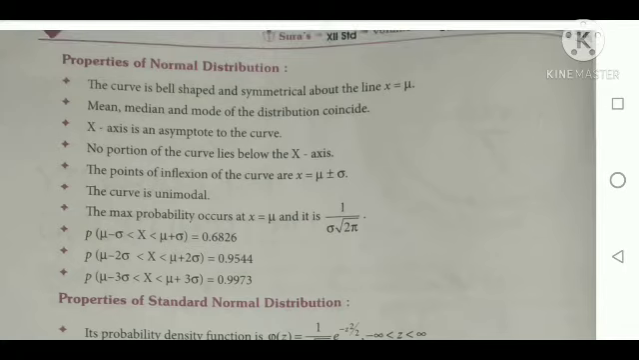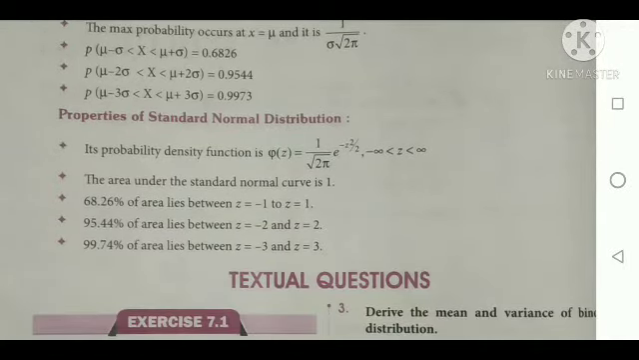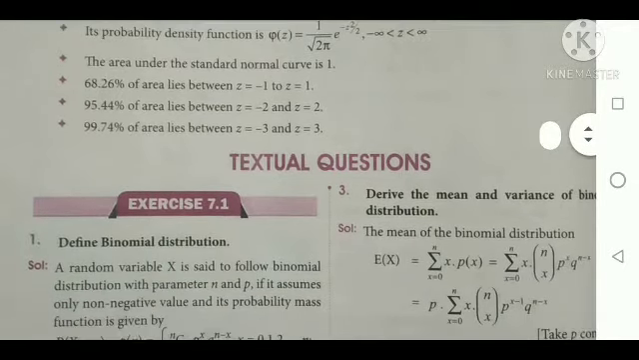So before going on, the properties of the standard normal distribution. The area under the standard normal distribution curve is 1. And 68.26% of the area lies between z equal to minus 1 and z equal to 1. And 95.44% of the area lies between z equal to minus 2 and z equal to 2. And 99.74% of the area lies between z equal to minus 3 and z equal to 3.